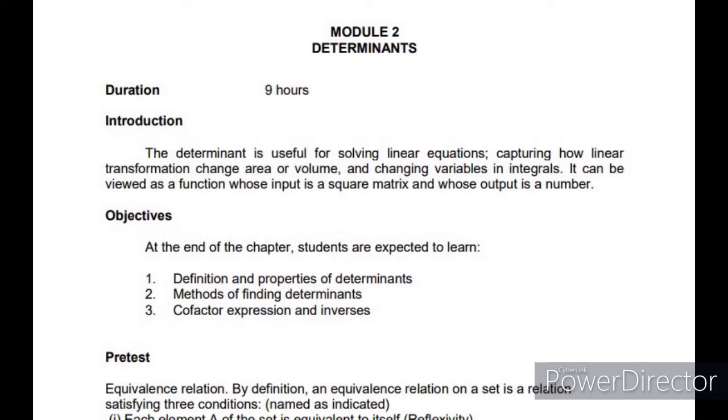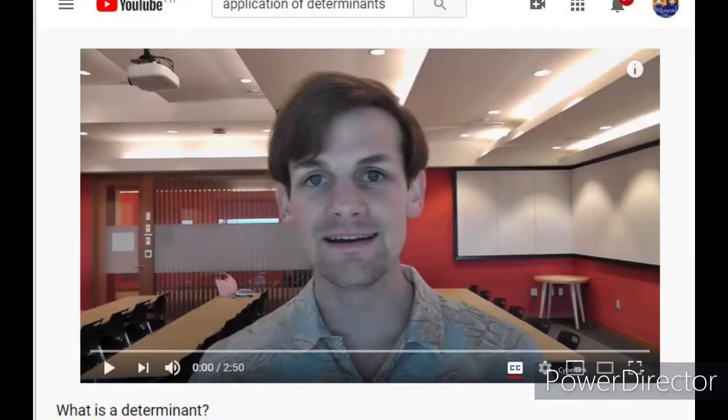At the end of the chapter, students are expected to learn the following. Number 1. The definition and properties of determinants. Number 2. Methods of finding determinants. Number 3. Cofactor expression and inverses. But before we go to the pretest, I want you to watch a video to further explain to you and give you an idea what is the application of a determinant.